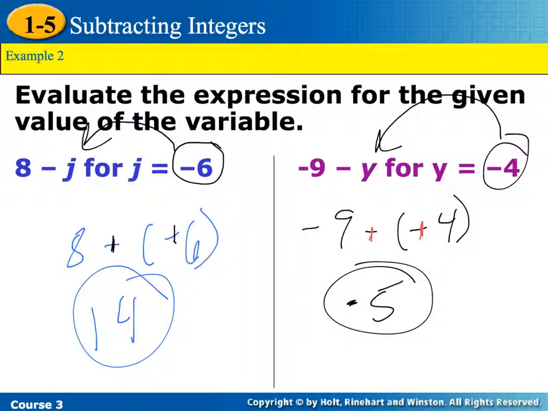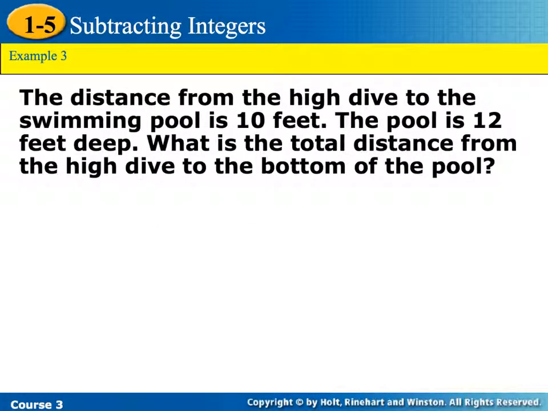Yeehaw! Alright, here we go. It says the distance from the high dive to the swimming pool is 10 feet. The pool is 12 feet deep. What is the total distance from the high dive to the bottom of the pool? Give this one a shot. Pause now.